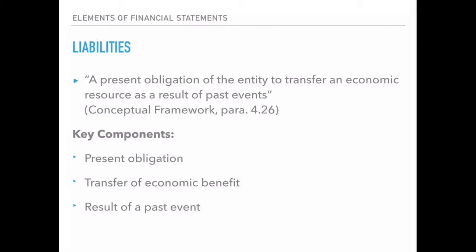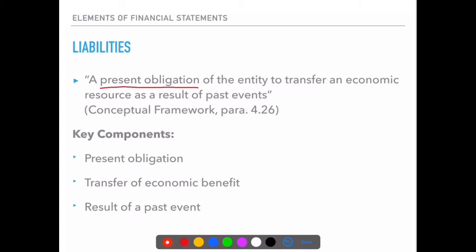The new version of the Conceptual Framework also slightly changed the definition of liabilities, but it's mostly the same. It's a present obligation to transfer economic resource, such as cash, because of a past event. So we've incurred a debt. For example, if we bought something on credit, then we have an obligation to pay back that amount in the future. The key components are: is there a present obligation?